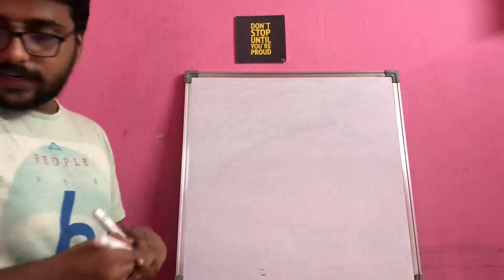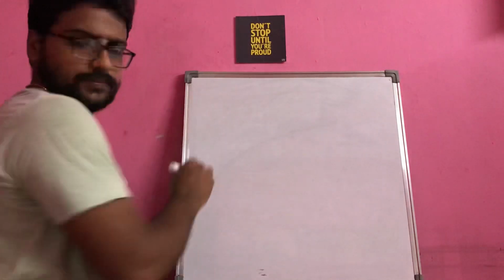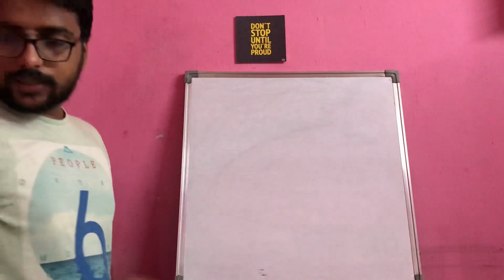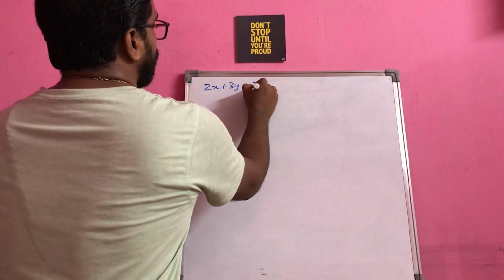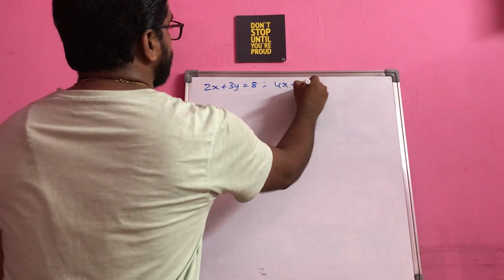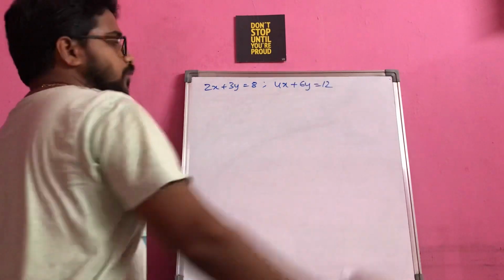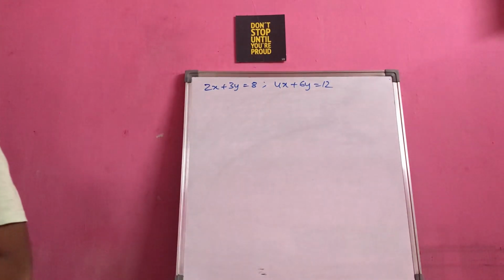Now see this. For example, if I have 2x plus 3y is equal to 8, and 4x plus 6y is equal to 12.